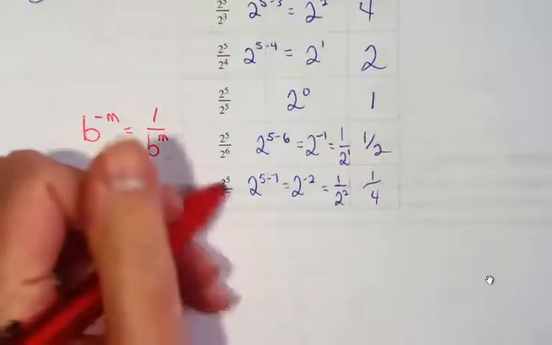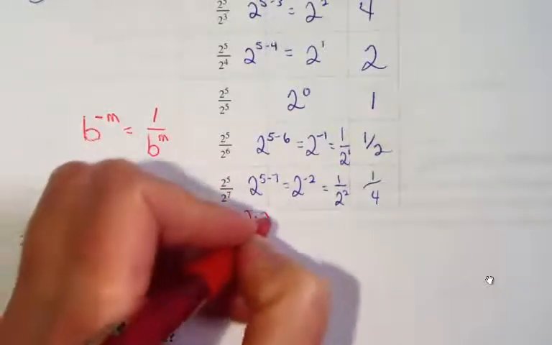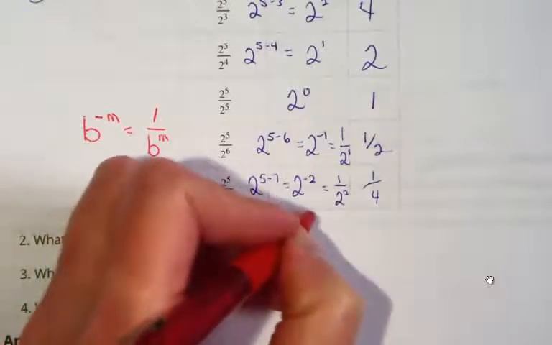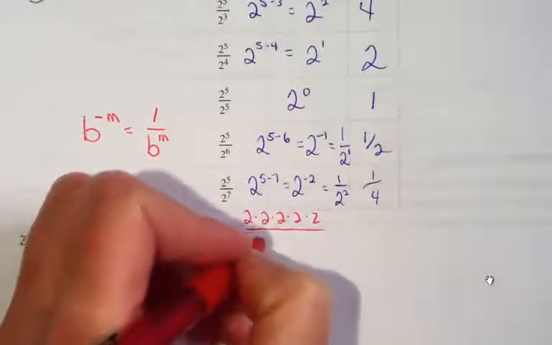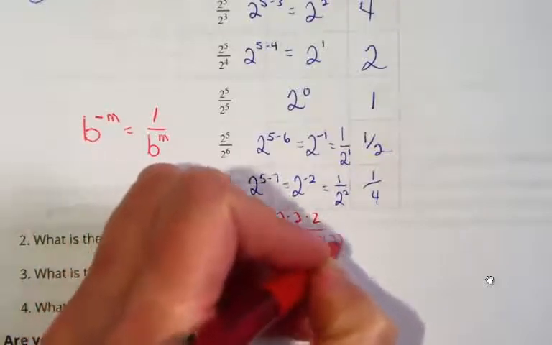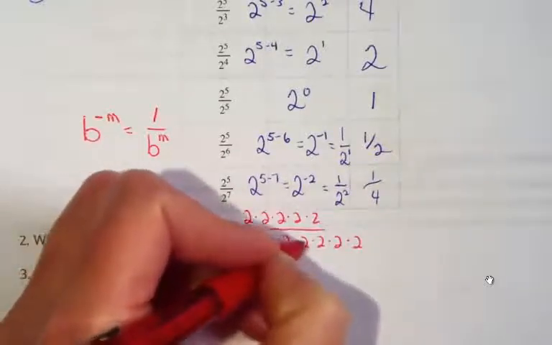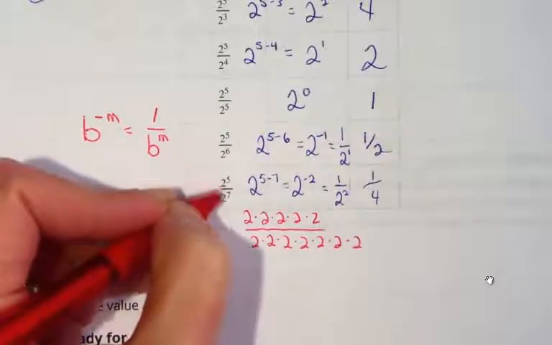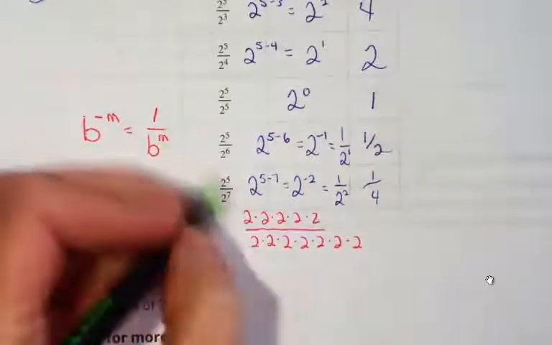Again, you can always write these things out if you really have to prove to yourself what these values would be. 1, 2, 3, 4, 5, 6, 7. So I have 2 to the 5th over 2 to the 7th.